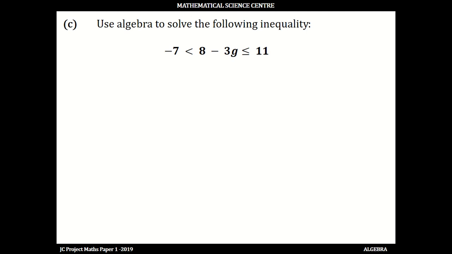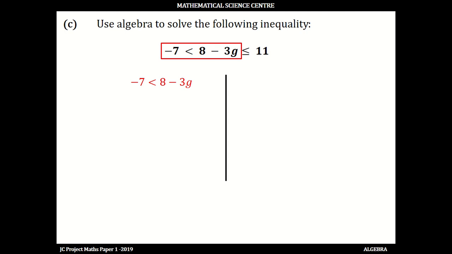Part C, use algebra to solve the following inequality. So we've got -7 is less than 8 minus 3g is less than or equal to 11. So we're going to split this up and deal with each inequality separately. We're going to start off with -7 is less than 8 minus 3g.